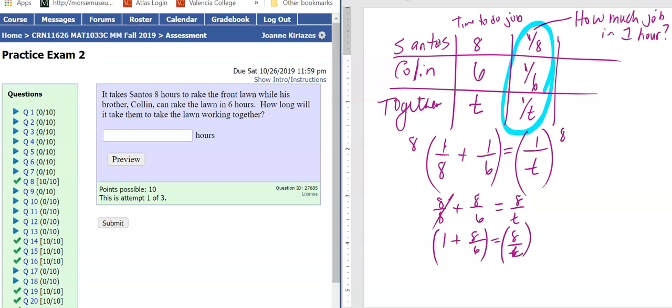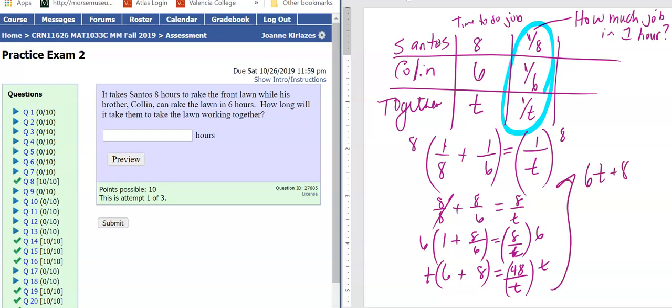And now I'm going to multiply everything by the next denominator, 6. And this is going to become 8 because 6 times 8 divided by 8 is 8. Okay, and then I'm going to do last, multiply everything by t. Now, yes, you could do the least common denominator. That's more efficient, but it didn't really hurt us, did it? And that's going to be 6t plus 8t is equal to 48. So 14t is equal to 48. I'm going to divide both sides by 14, and I'm going to get 48 over 14, so it'll be 24 sevenths.